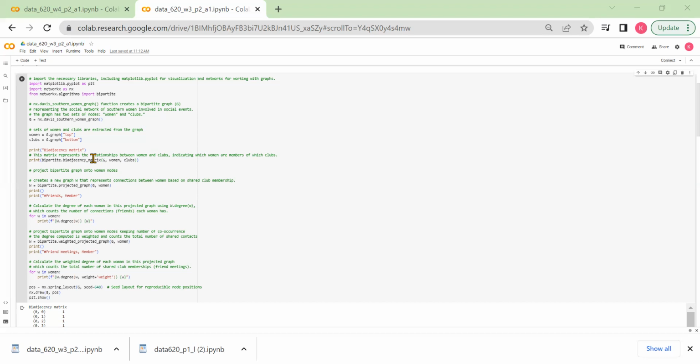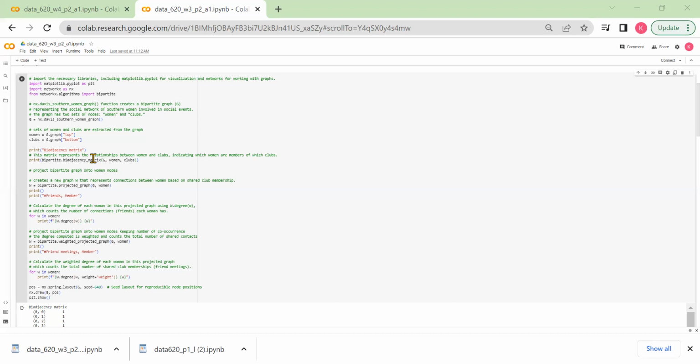Moving forward in our code, we performed projections of the bipartite graph onto the set of woman nodes, and two projections are done. In our first projection, it creates a new graph W that represents connections between women based on shared club membership. It calculates the degree of each woman in this projected graph using W.degree, which counts the number of connections each woman has.